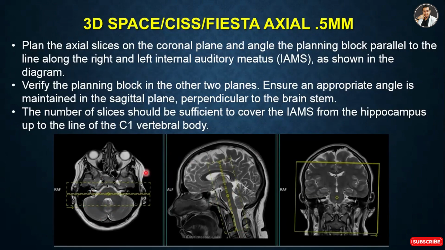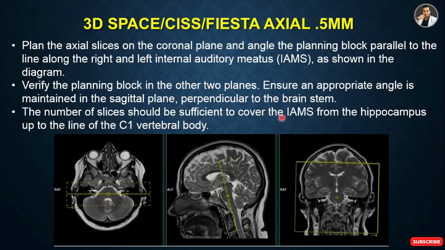3D planning is an axial protocol. The 3D slices are 0.5 mm. That means there are many small slices and many large slices. That's why 3D sequencing takes time. The plan is not like the previous one.